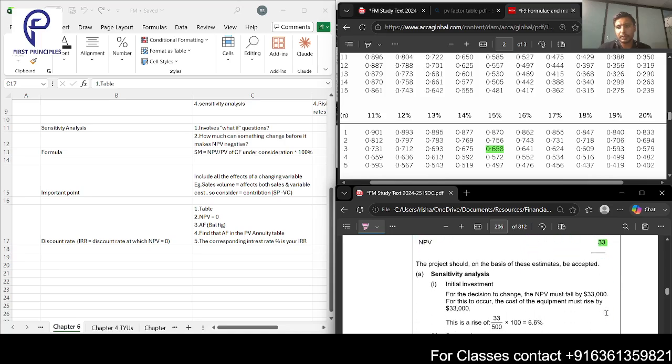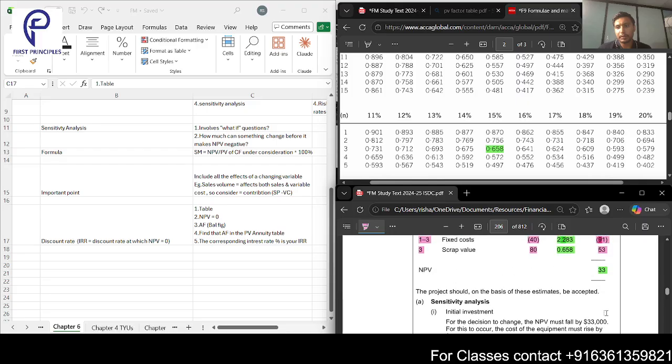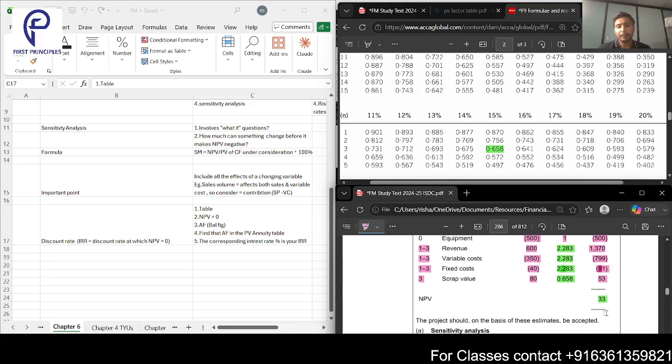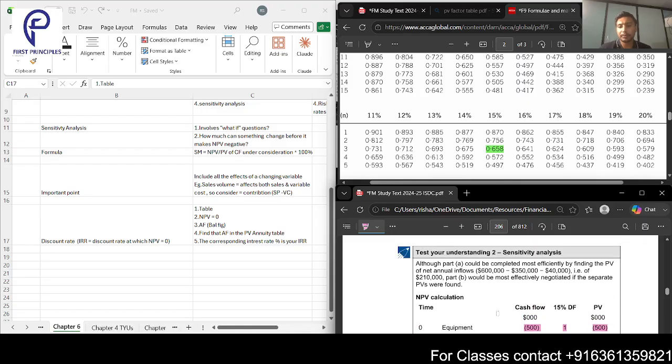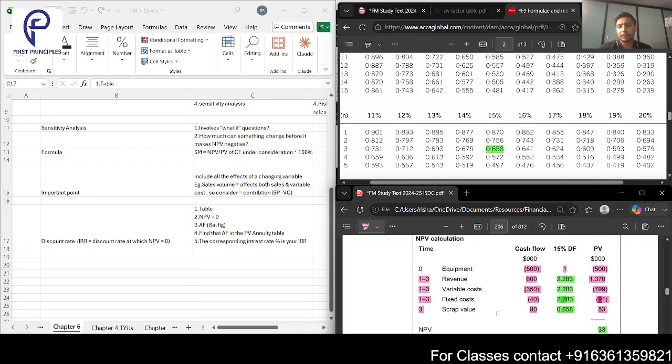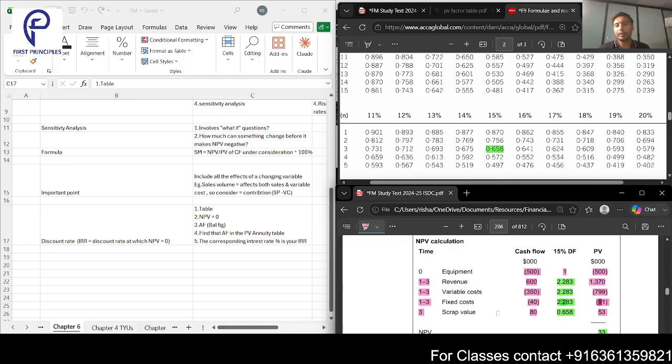Now that 33 is our NPV, we'll take it forward from here. Once you get the NPV, you know the formula: NPV divided by the present value of the cash flow. The first one, they're asking for initial investment. You have the NPV, you have the present value of initial investment. Prahlad, let's find out the percentage for initial investment.